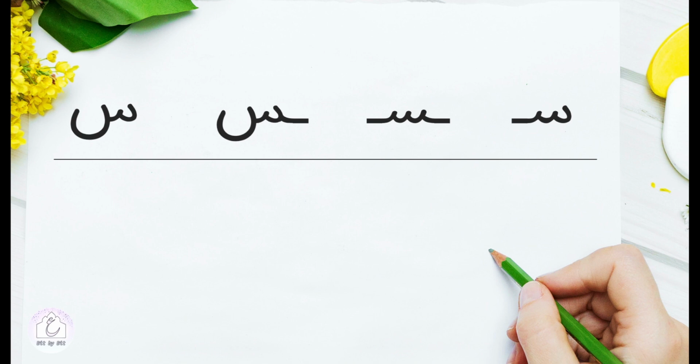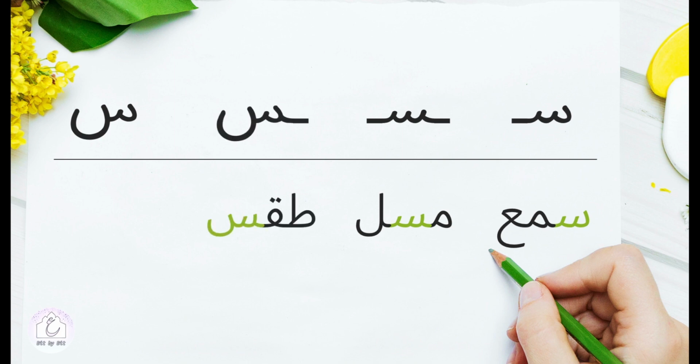To sum everything up, seen has four forms, depending on its position in a word and whether it's preceded by a non-connecting letter or not. There is the initial position, the medial, final, and the isolated form.